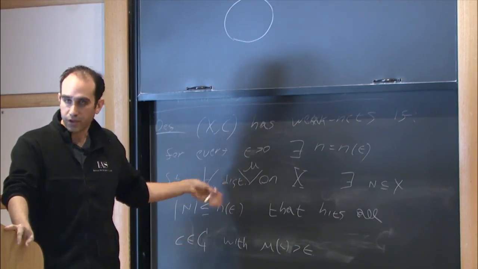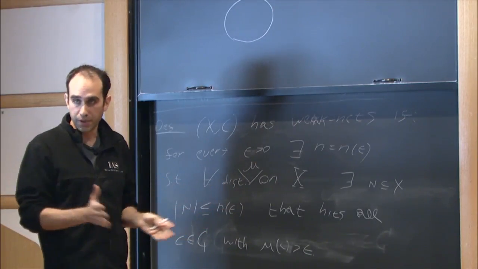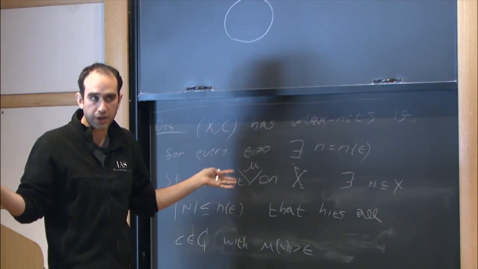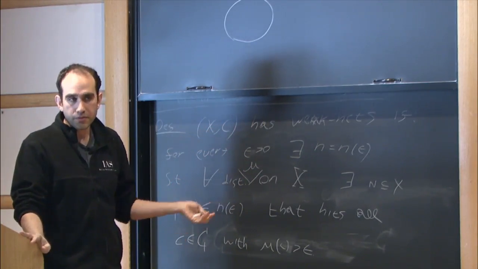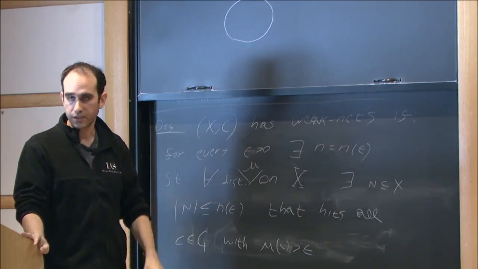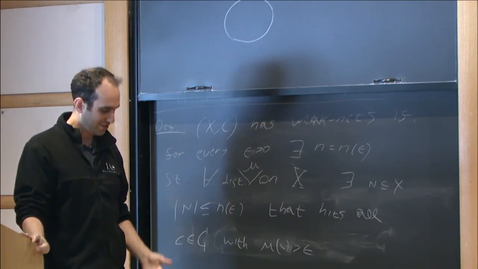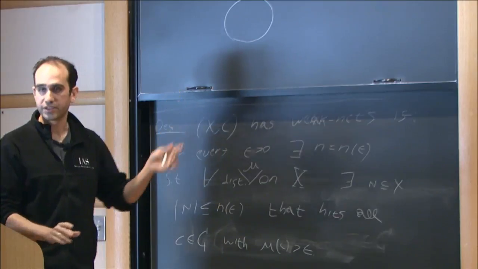So it can be trivial. You want, of course, to minimize n of epsilon. Of course, in a finite convexity space, you can just take all the domain. But then the question is, what is n of epsilon? Exactly. Okay. So let's see one example.